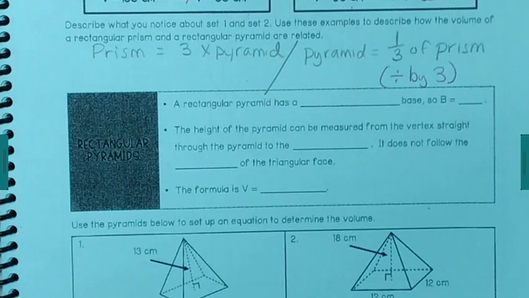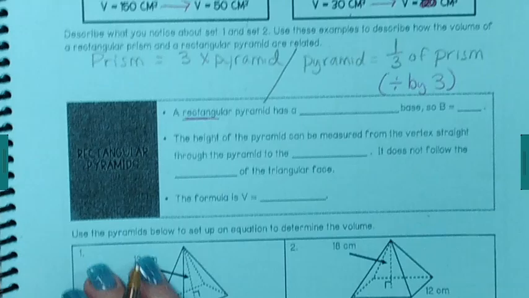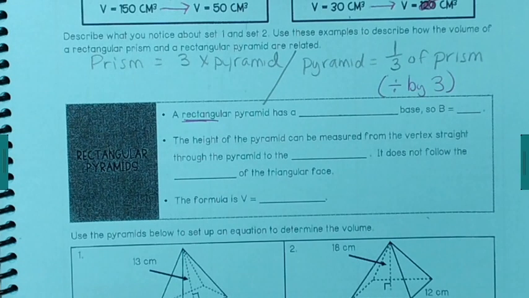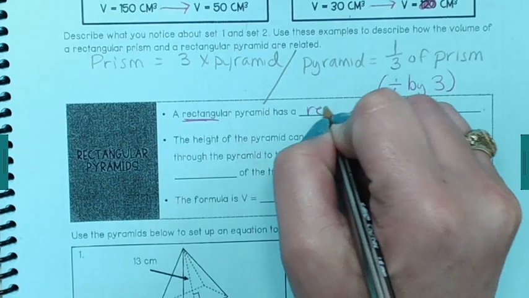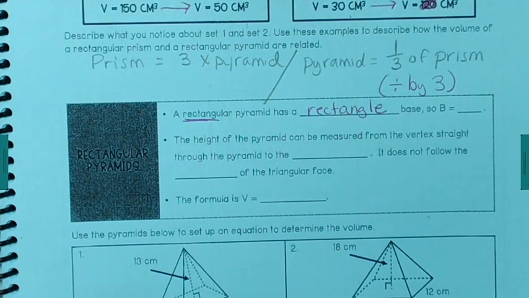All right, now let's talk about how to solve for the volume. Okay, the volume is just like prisms except for one different thing, and it's going to involve the number 3. Okay, so a rectangular pyramid, what shape do you think the base will be? Rectangle, good. And I would rather you be wrong and participate than not participate. It is okay to be wrong. Okay, I want you participating. It's okay to be wrong. All right, so a rectangular pyramid has a rectangle base.